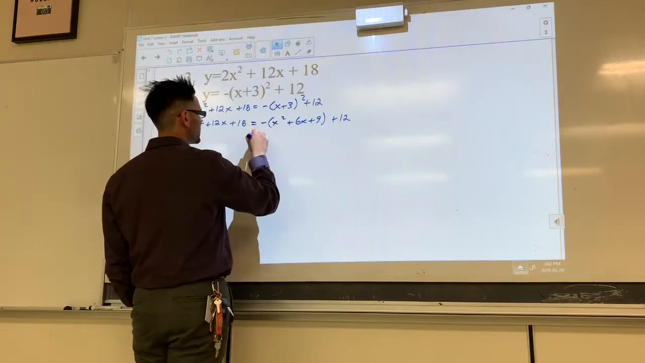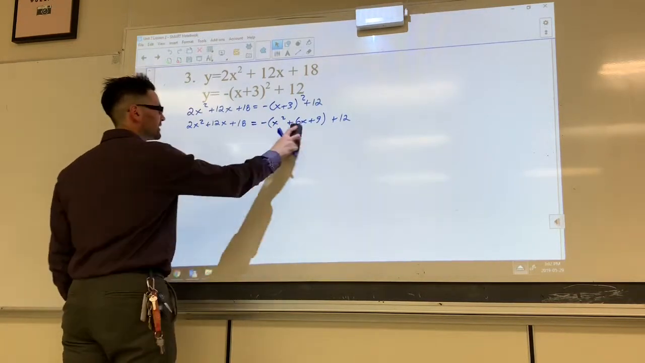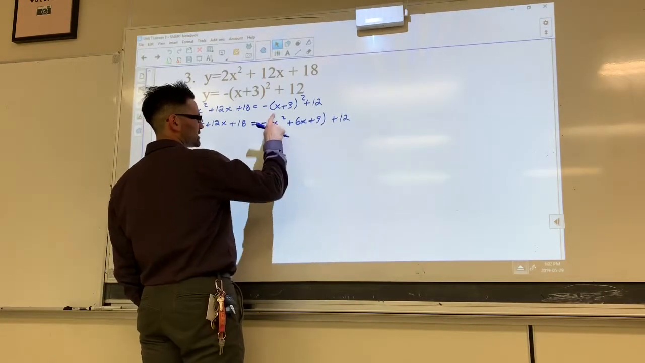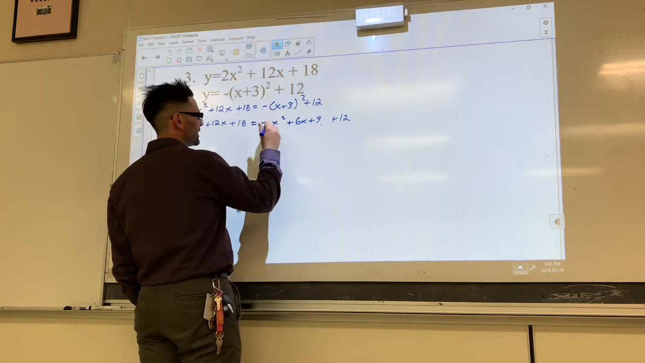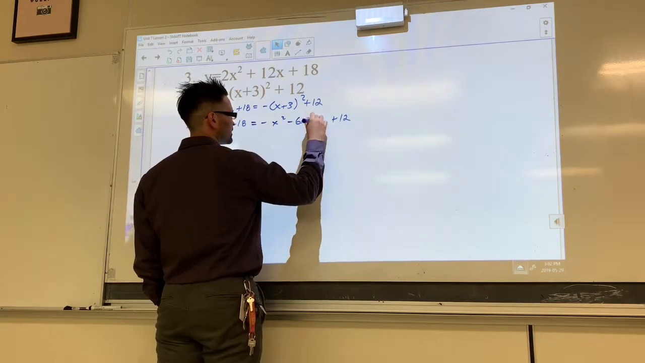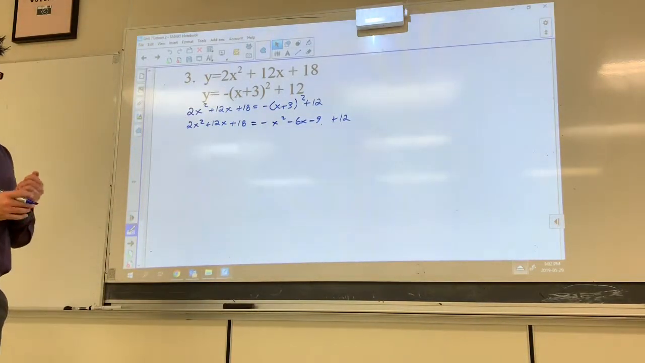So you'll distribute the negative into the brackets. I'm going to be lazy, so I'm going to just erase the brackets and distribute the negative in. So I'm going to get negative x squared, and then all the signs will just flip. Hopefully I didn't do anything wrong there. Everyone's good? Cool.